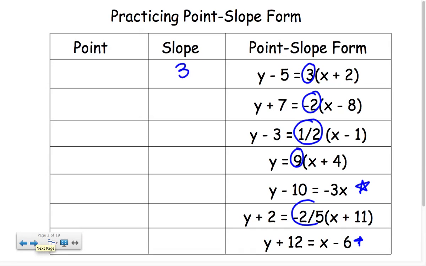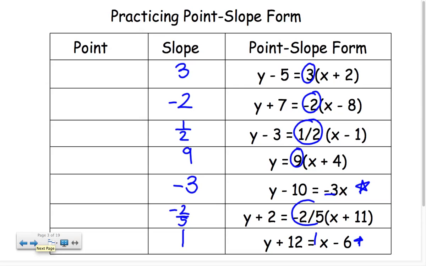3, -2, 1/2, 9, and -2/5. Now, if there is no parentheses, it means that there was a 0 in the problem. So this -3x is still your slope, and this x, which is the same as 1x, that's your slope. So we filled all those in.